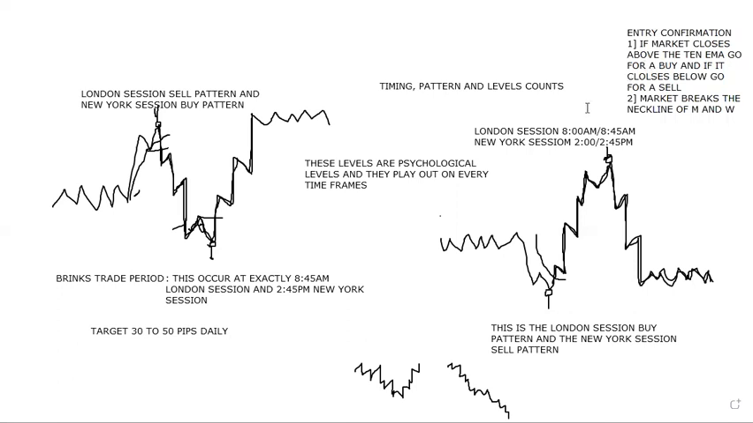Okay. So when the market breaks the neckline, this is the neckline of the M. The market should break this level, then you wait for the retest, then you enter your sell. And the neckline of the W: once the market breaks this neckline, you wait for the market to come back and test, then you buy. So when the market breaks the neckline, these are the two entry confirmations.